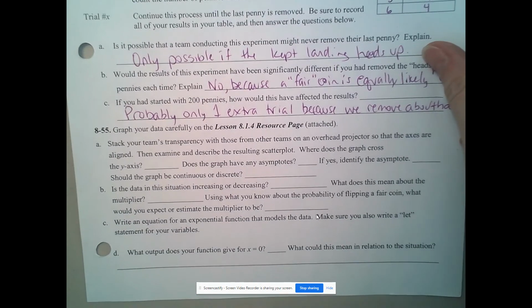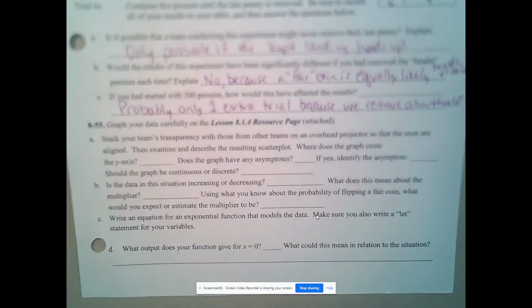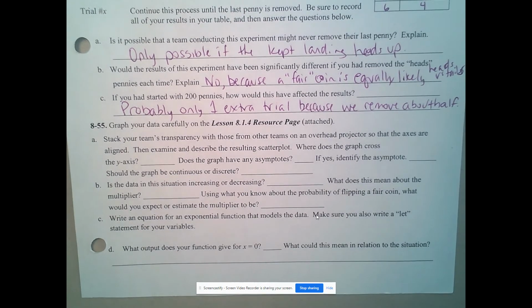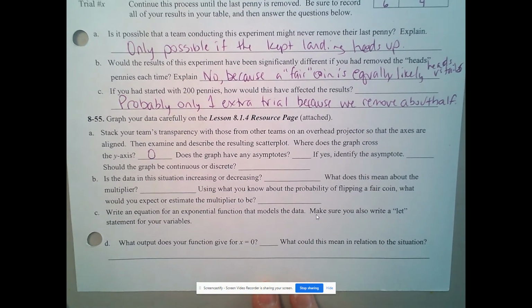Eventually, because this is a real experiment with real pennies, we would have really ended up touching the x-axis. It would not have been an asymptote in real life, even though if we model this, we will model it with an equation that would have an asymptote. Stack your team's transparencies. We did that. Where does the graph cross the y-axis? It should cross at 100, because at 0 trials you have 100 pennies to start.